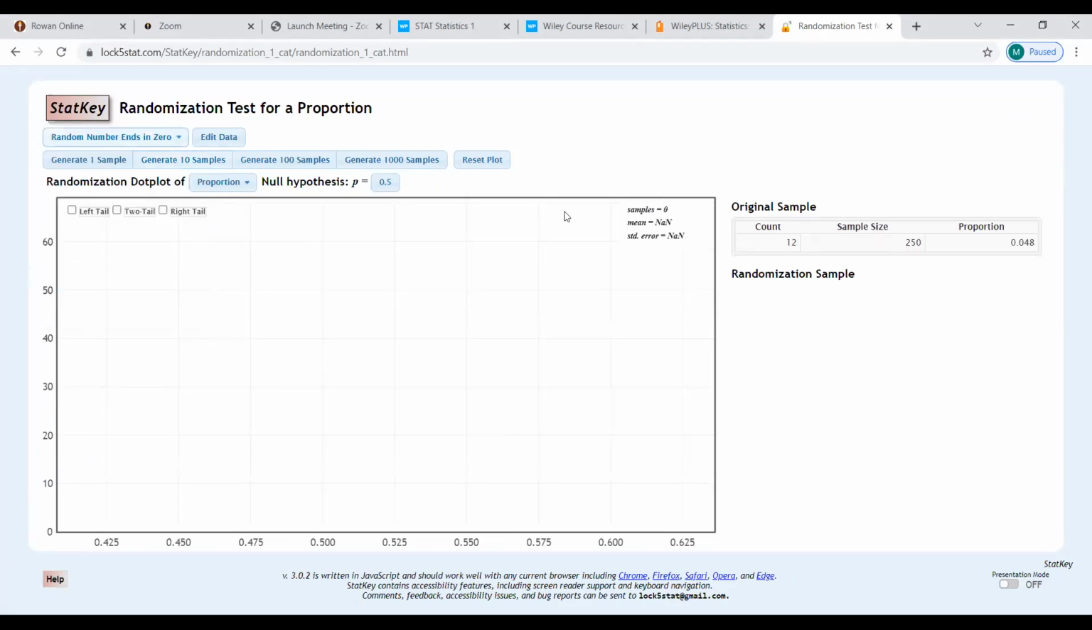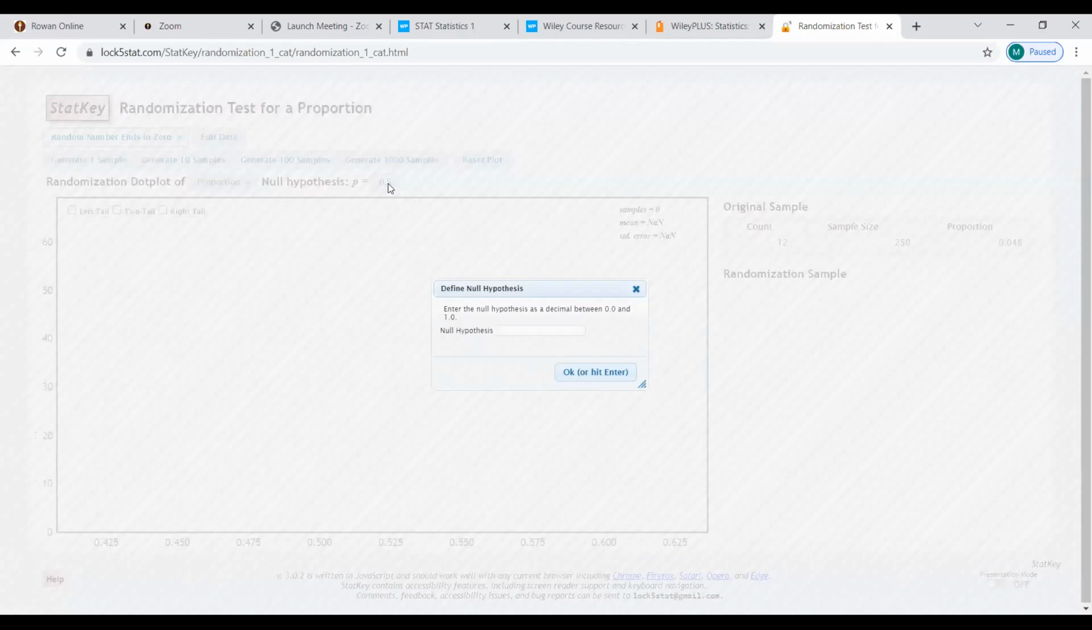All right. Now notice again, in the original sample, 12 out of the 250 had a 0 in their 4-digit number as the last digit, which is a proportion of 0.048. That's 12 divided by 250. Now, what is the null hypothesis? The null hypothesis is that P is equal to 0.1. Notice that in all of these examples in the test for a single proportion, it always defaults to 0.5, so I have to change that and say that the null hypothesis is P is equal to 0.1.